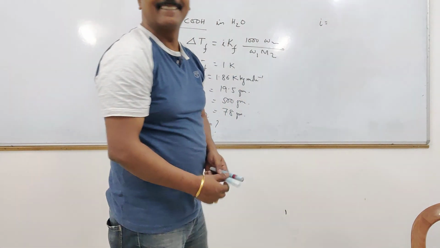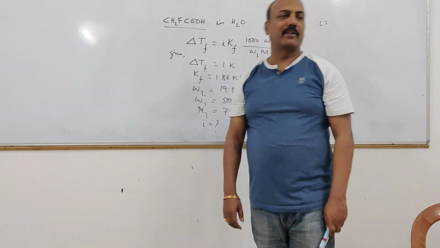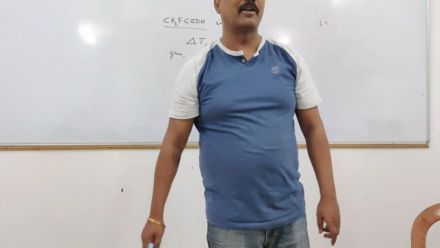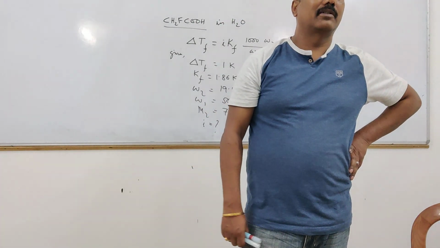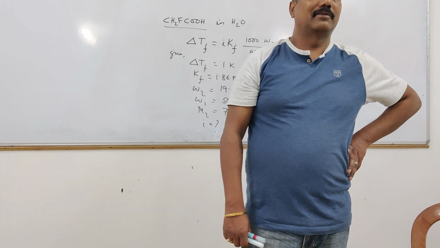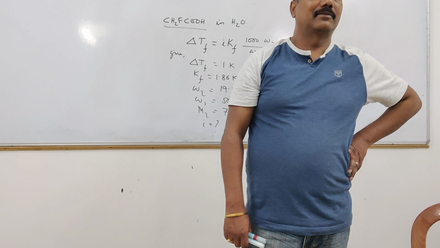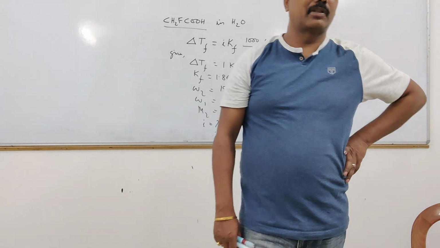See? Srija got 1.075. Anybody from here? How much did you get? She got 1.075. Yes? Pratyusha, you wanted to say something? Tell.